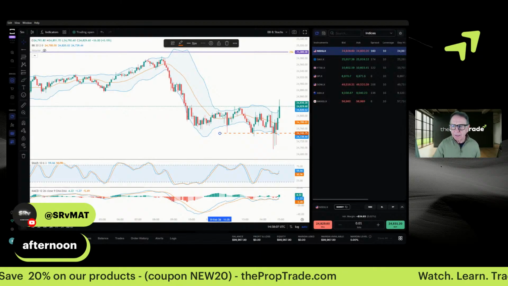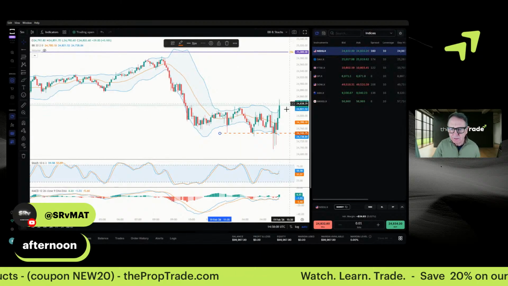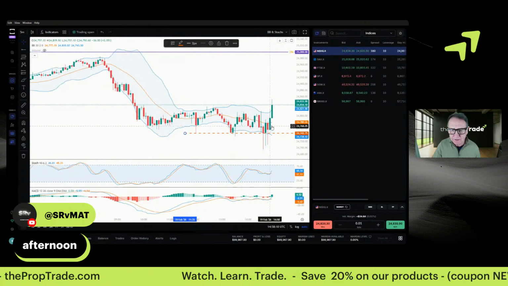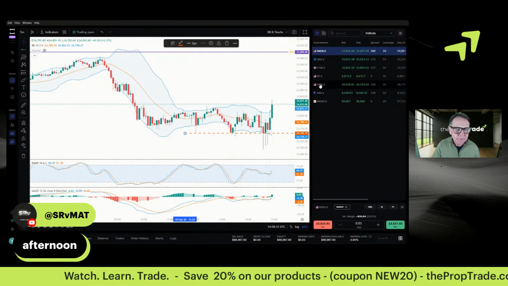Let's have a quick flip back to gold, see if this move up. And I wonder if the Dow's done a similar move in the last 10 minutes that the S&P has done. It's a Dow.